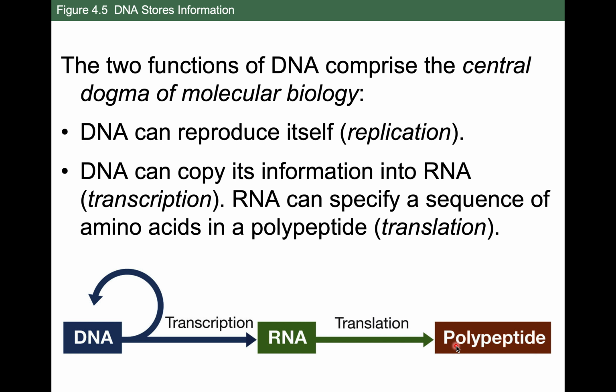And you'll notice there's a little loop here on the DNA, and this is just implying that DNA can be replicated, so cells have to be able to copy the DNA. So that's the central dogma: DNA to RNA to protein, transcription followed by translation. And we're going to come back in some later chapters and talk about these processes in a little bit more detail.